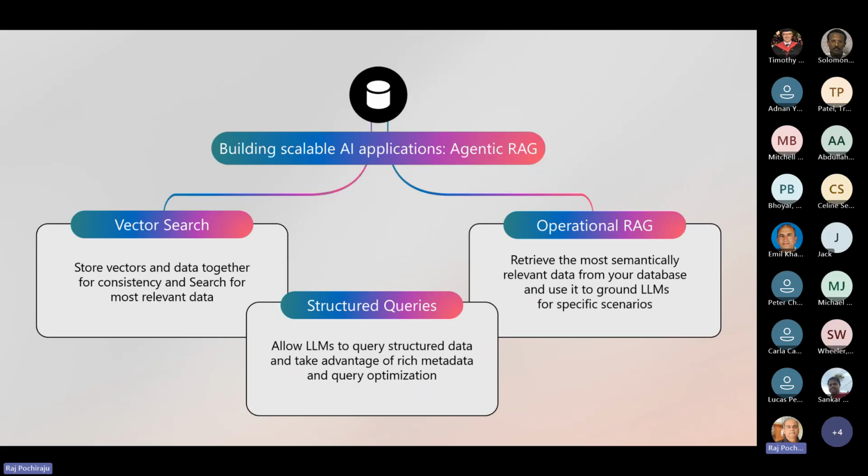The key components here to build scalable AI applications using agentic RAG are the vector search. Basically, it enables the vector search for you to have a smarter search, structured queries, and operational RAG. So you can combine the structured queries and vector search as well as the operational RAG, and then combine these techniques to build powerful AI applications for your customers.